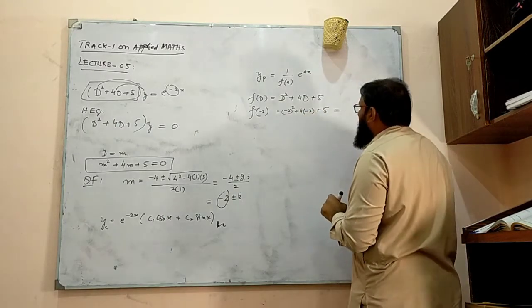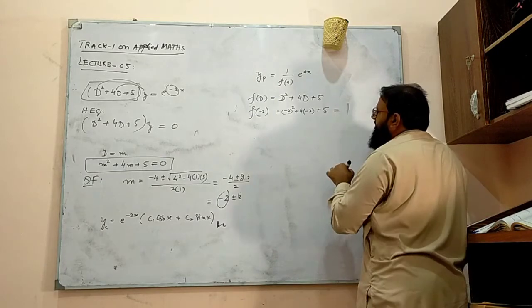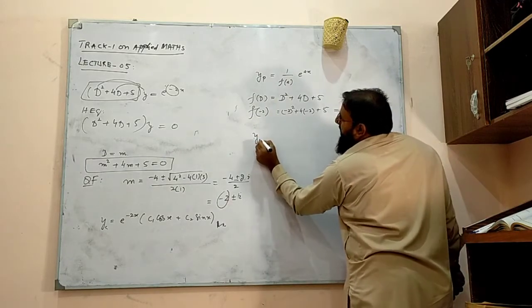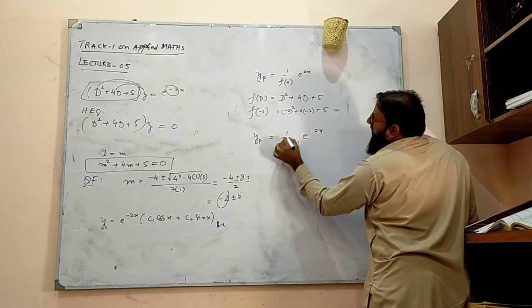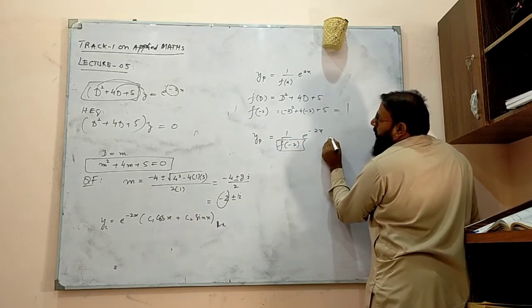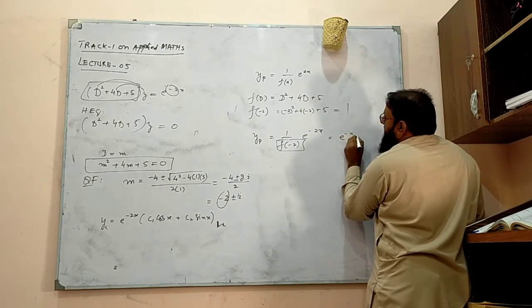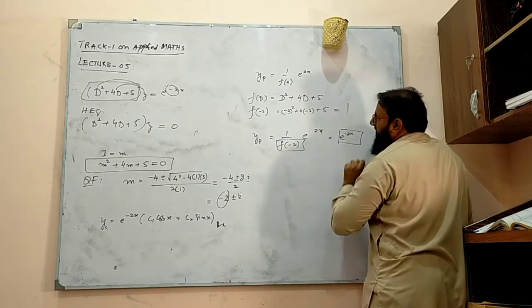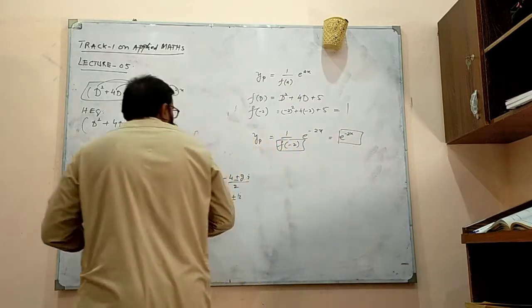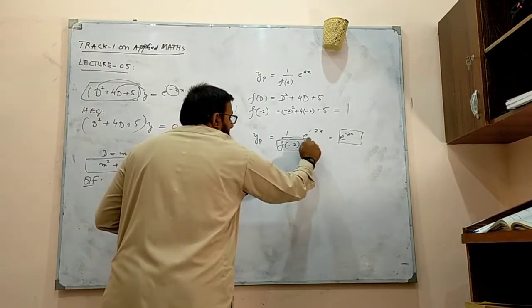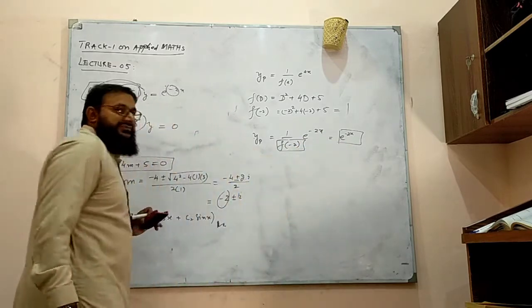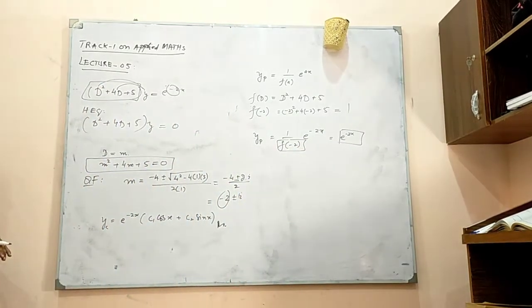1. So yp is going to be 1 over f of minus 2, times e raised to minus 2x. Since this answer is 1, it is going to be e raised to minus 2x. This is our particular integral yp. So yp is simply 1 over f of minus 2 times this. f of minus 2 is 1, so we are only left with e raised to minus 2x. This is our yp.